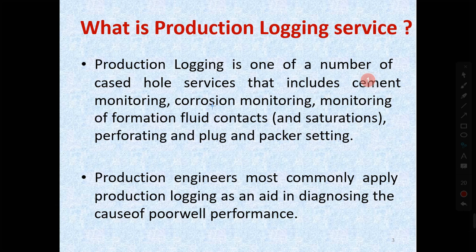Through these channels, we have to monitor the cement. Corrosion, because leakage can happen in casing and tubings, so we have to monitor the corrosion. Fluid contacts: maybe the water level is rising, the gas level is going down, so we don't know what's going on. We have to monitor the fluid contacts and saturations.